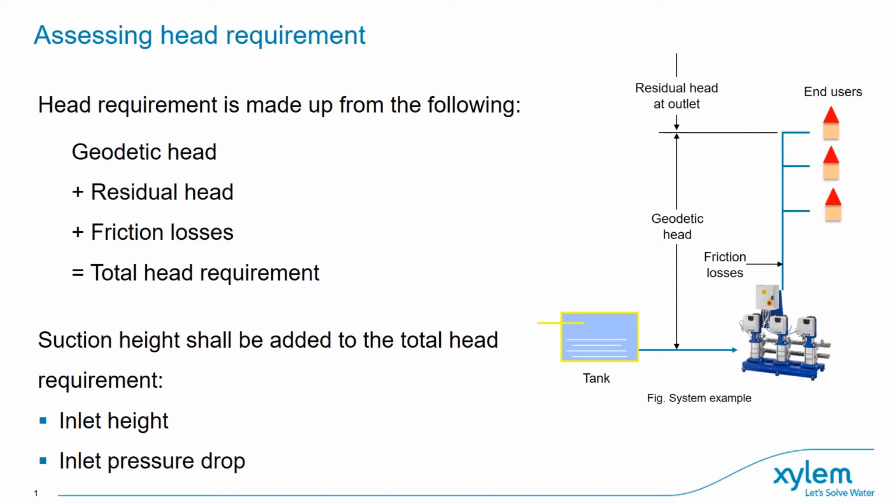We also need to take into account the suction height. That has to be added onto the total head. So we have the inlet height, which will obviously benefit the suction, so that will then reduce from the actual pressure that the pumps have to produce. And we also have to take into account if there's any pressure drop on the suction when we're calculating the total head requirement for the pumps, which are the main duty pumps going forward.